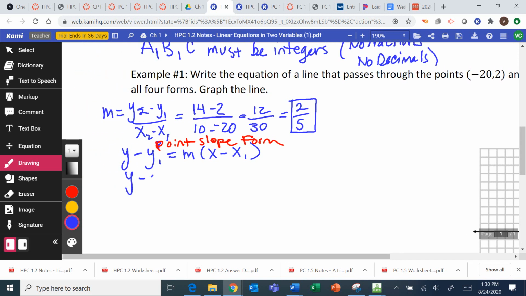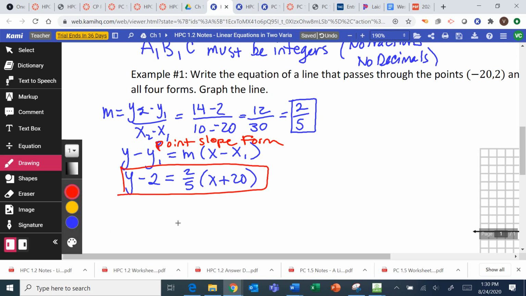Y minus 2 equals 2/5 x plus 20 when I plug it in. Oh, that's all you have to do for point slope form. I'm done. So that would be what you would type in for point slope form. All right, but I'm asking for you to do more than just point slope form. Let's do slope intercept form now.